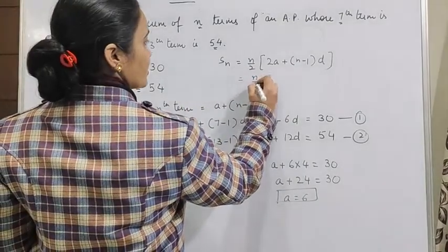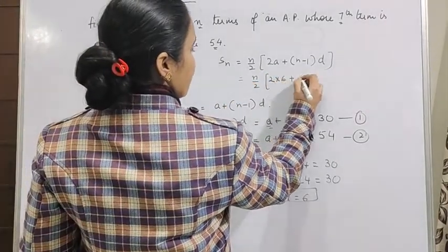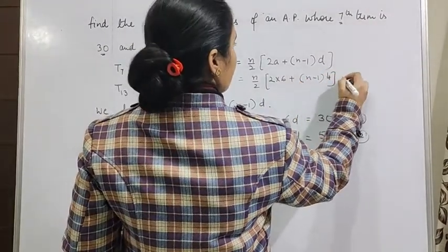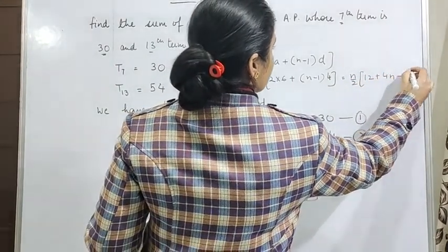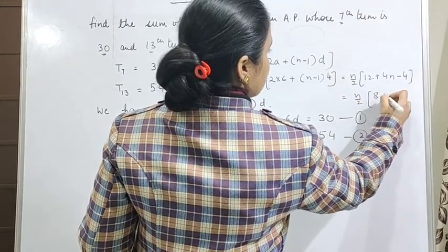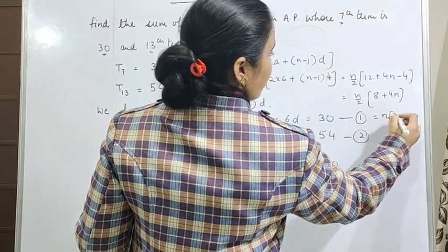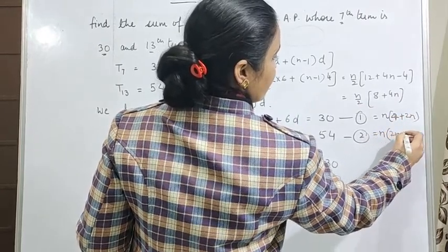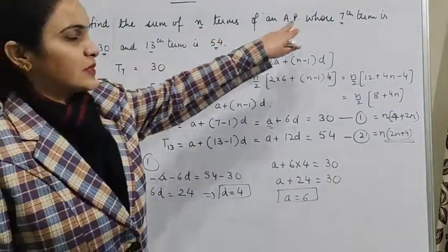So let us now put value of a. A is 6. So it is 2 into 6, n minus 1, value of d as 4. Put 4 here. So you will get n by 2, 12 plus 4n minus 4. So it is n by 2, 12 minus 4, 8 plus 4n. Now divide by 2, you will get n, 4 plus 2n. So this is n, 2n plus 4, is the sum of n terms of an AP.